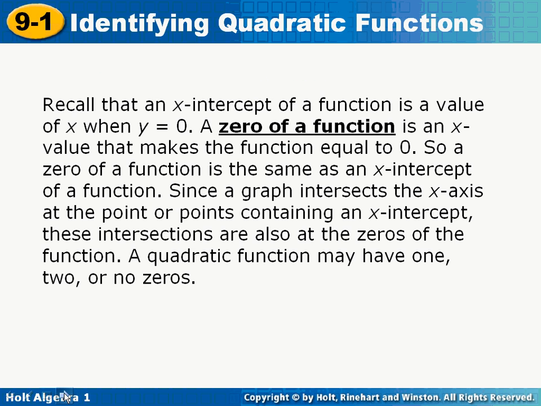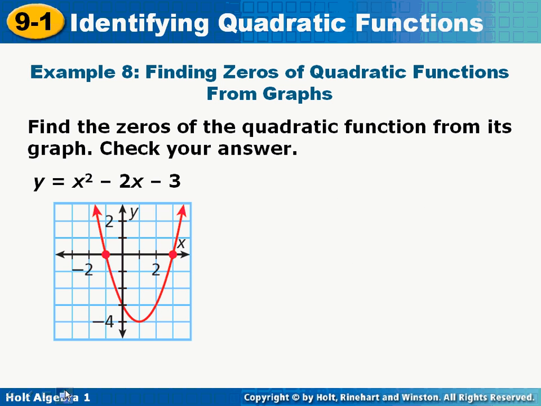Okay, we have done x-intercepts and y-intercepts before. An x-intercept is when the y is 0, and a y-intercept is when the x is 0. So what we called the x-intercept, we're now going to begin calling the zero of the function. Number 8, we have to find the zeros. Well, this one's really easy.